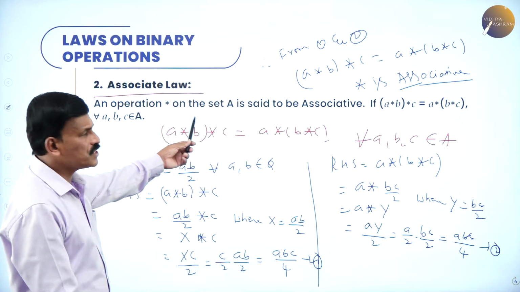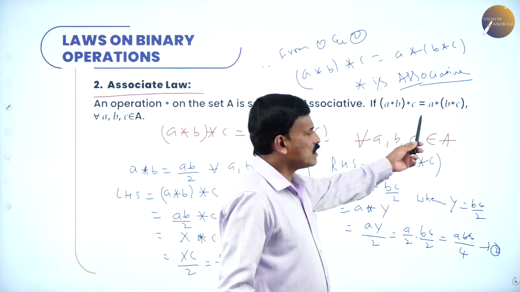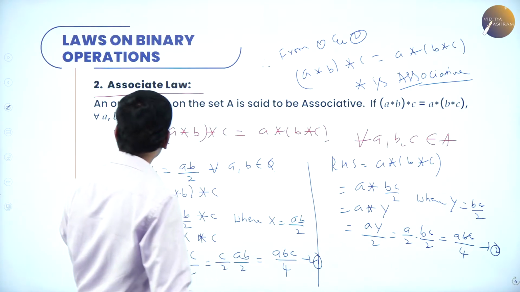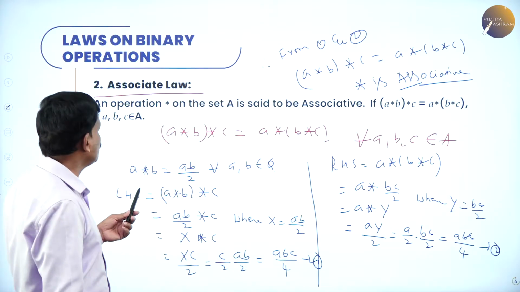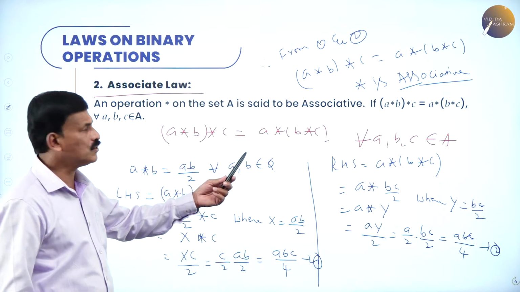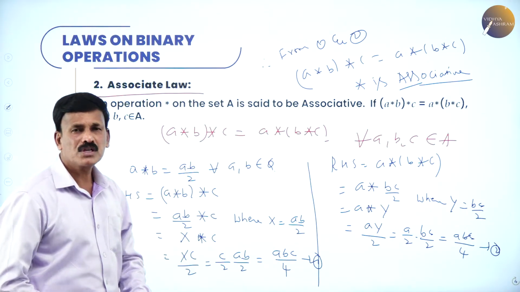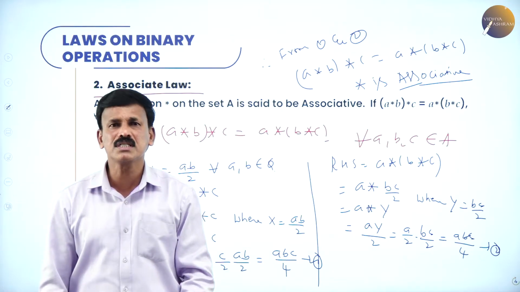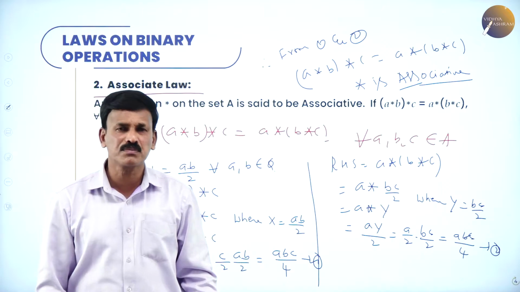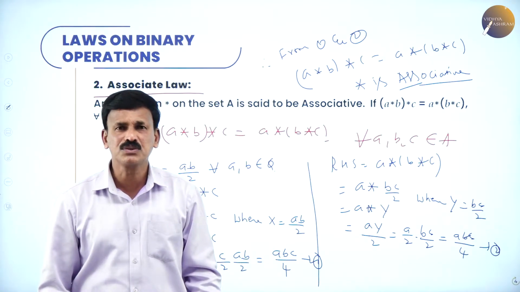So an operation star on a set A is said to be associative if (A star B) star C is equal to A star (B star C) for all A, B, C belongs to A. That is (A star B) star C is equal to A star (B star C). This is an example for an associative property. Hope you are following this. This is an easiest problem and a very important problem for the point of examination. Usually they will ask this type of questions for 2 marks.